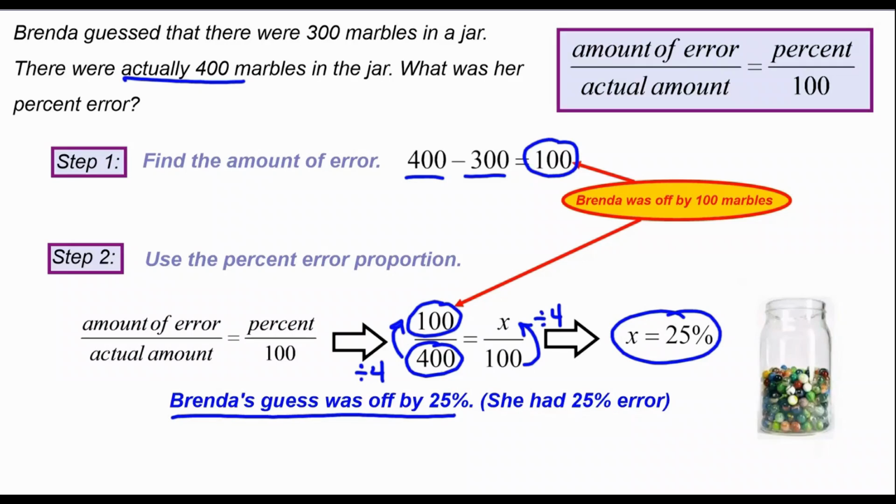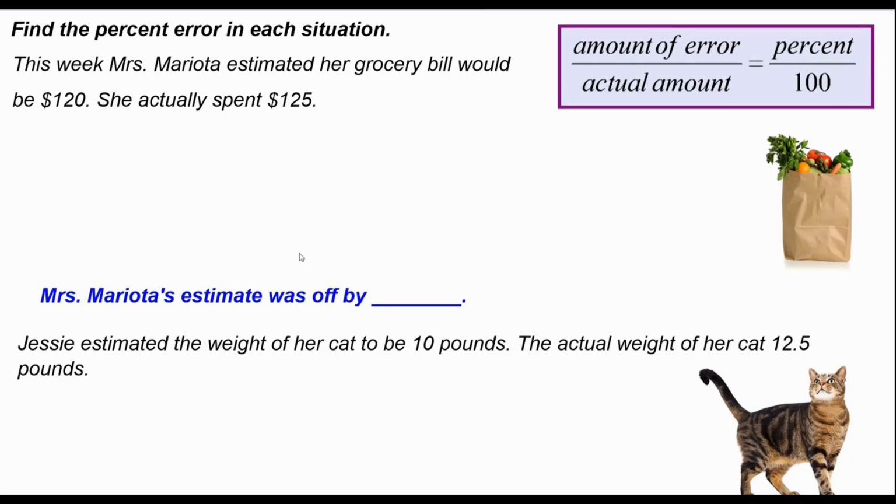Now, this wasn't an increase or a decrease, so we don't have to use the words increase or decrease here, but we can say she was off, or she had 25% error, or something like that, to show that her estimate wasn't accurate. It was off by 25%.